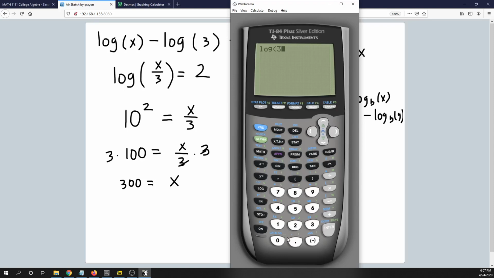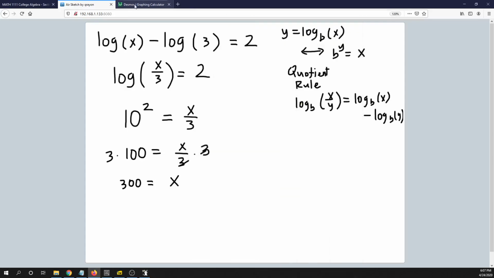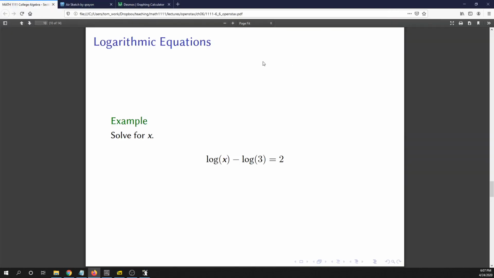So if I did log 300 minus log 3, you'll see that I get exactly 2. Sometimes you might get something that's not exact, but it should be very, very close to 2, if it's not exactly 2 in your calculator. Sometimes there's some round off error in there. All right, next example.